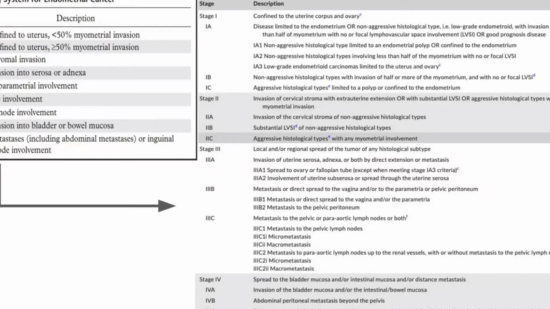Now coming to stage 4, stage 4A is invasion of the bladder or the bowel mucosa, 4B is abdominal peritoneal metastasis beyond the pelvis, and 4C is distant metastasis, that is metastasis to the extra or intra-abdominal lymph nodes above the renal vessels. So please remember peritoneal cytology. There are many students who have asked me this question, does peritoneal cytology change the staging of endometrial cancer? No. Even in the revised staging in 2023, you can collect the peritoneal cytology during the surgery as a part of the staging procedure, but it does not change the staging.